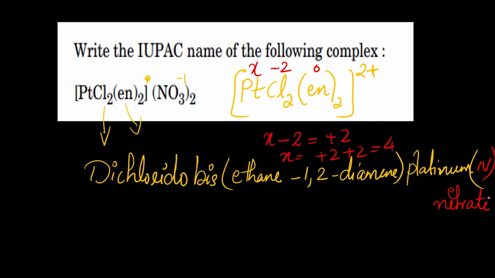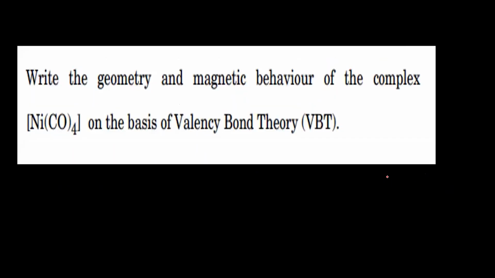After that, the counter ion, which is negative. If it is a positive counter ion, like potassium or sodium ions, you have to write its name in the beginning. So the positive part should be named first, then negative. Here the positive part is the complex, that is why I put its name first. Next, write the geometry and magnetic behavior of the complex.